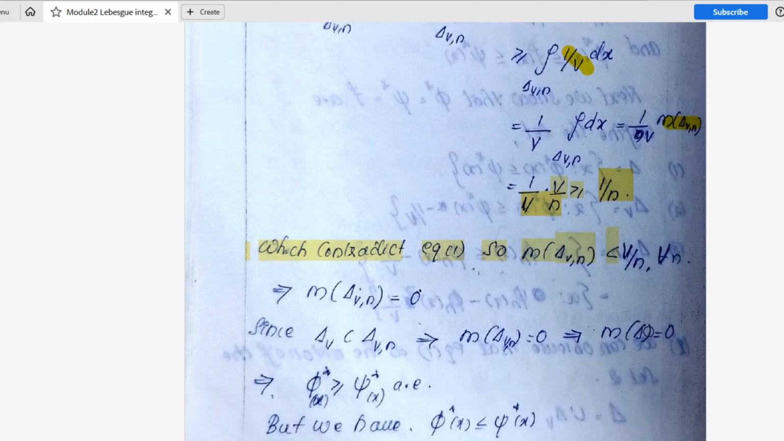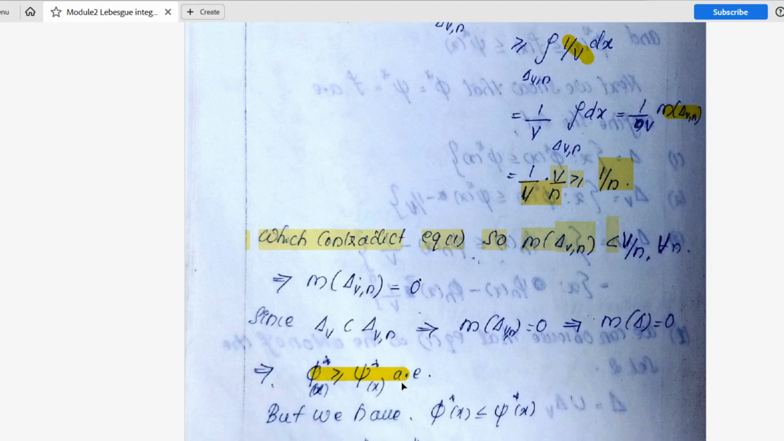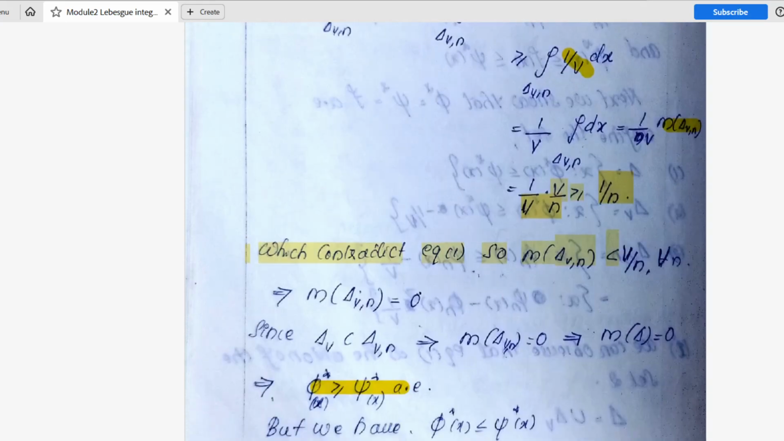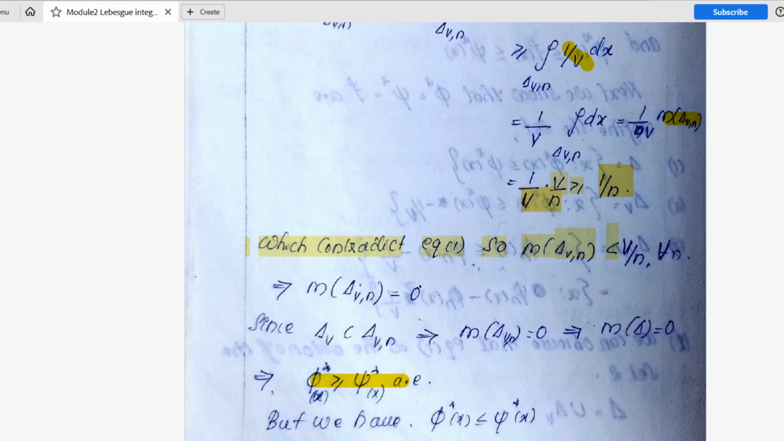Therefore, if the measure of that given set is 0, what does it mean? Phi star of x is greater than or equal to psi star of x almost everywhere. But we have phi star of x less than or equal to psi star of x. This implies phi star equal to psi star equal to f almost everywhere. So hence, therefore this implies f is measurable.